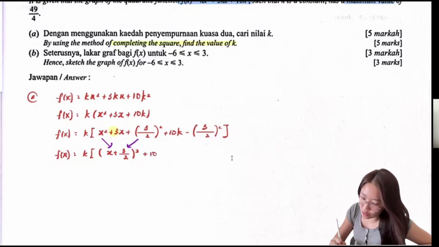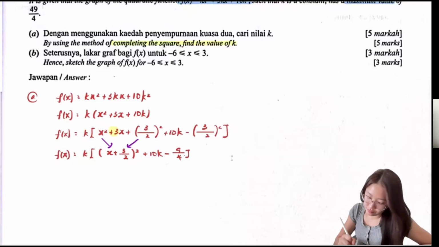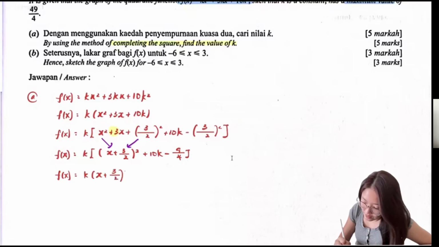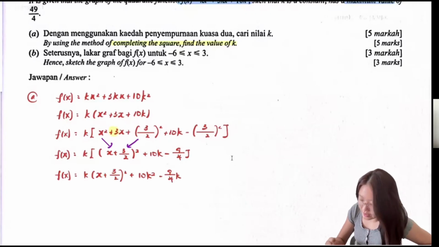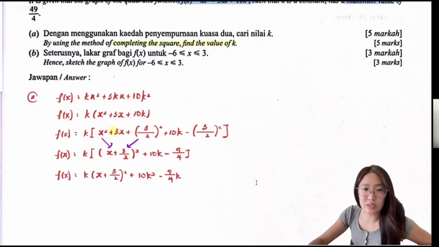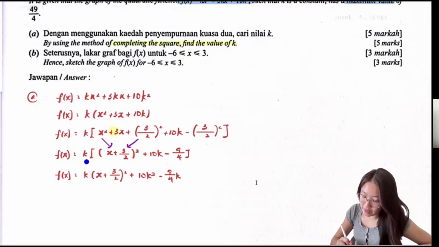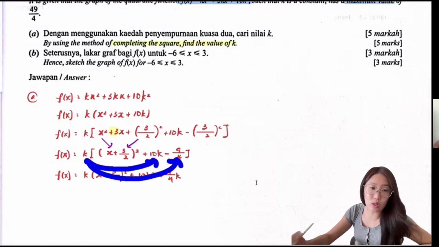Okay, then behind, just open it up. 9/2, and 9/4. Okay, then lastly, multiply back the k to the front of the bracket and to the terms behind. So k squared minus 9/4k. A lot of students forgot to multiply the k back to the terms behind as well.